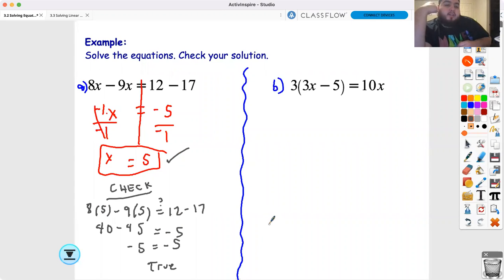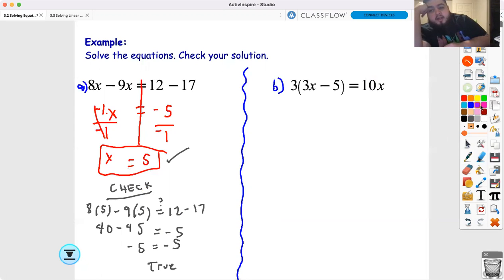Are there any questions on the steps that I took, or we took, to get the solution or to check? Any questions? All right, if y'all think of any, you can type them in the chat or just unmute and ask.